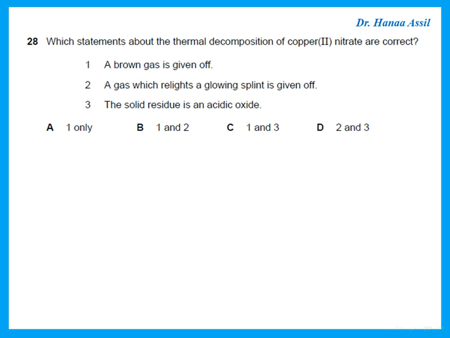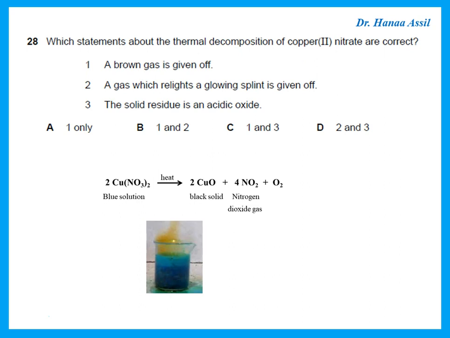It is the breakdown of a compound using heat. Now, if I do thermal decomposition of copper nitrate, remember that nitrates of metals that are not in group 1, if I heat them, they give what? They give the oxide. In this case, it will give copper oxide.